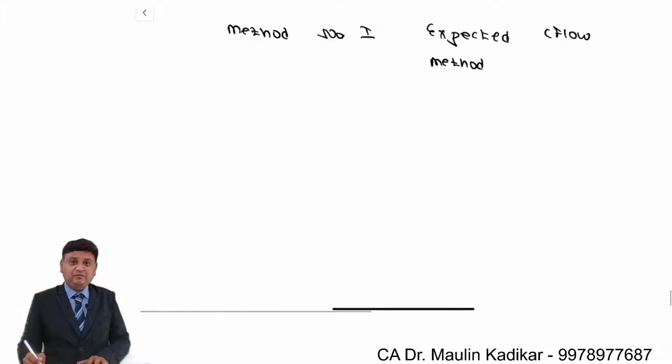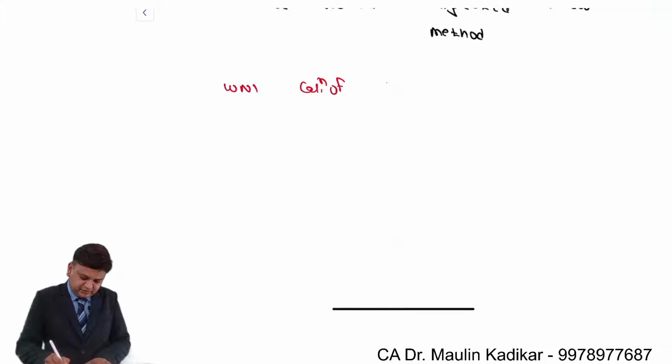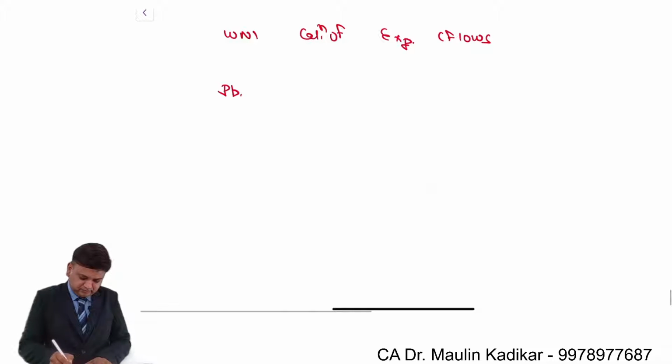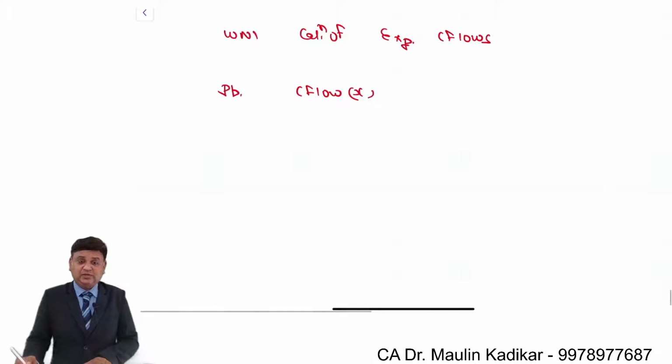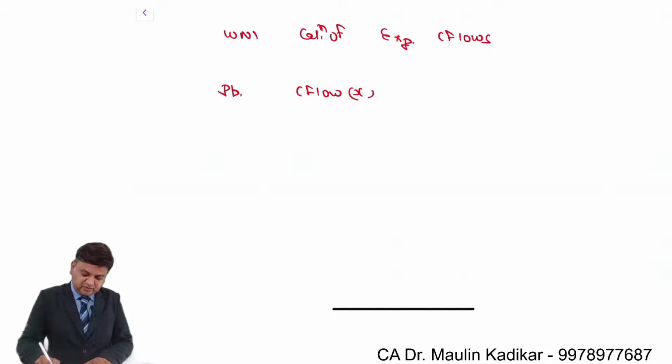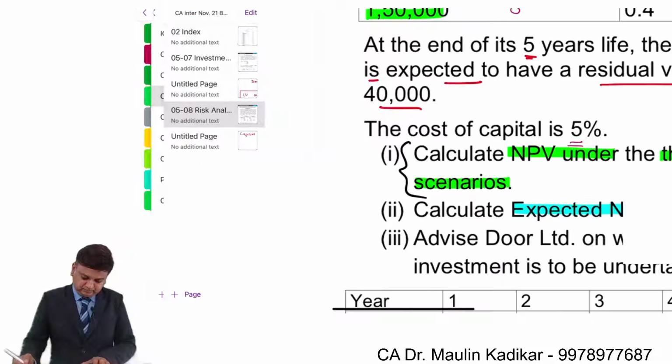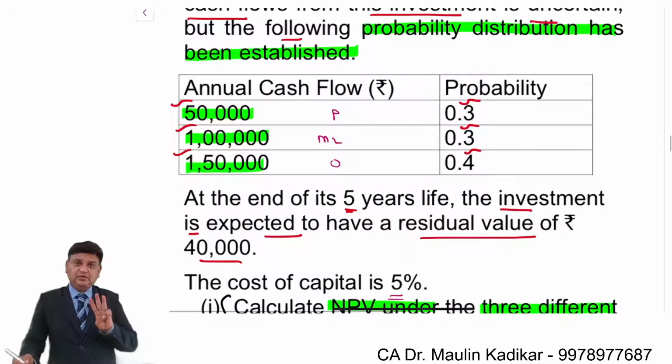So in that, what you will do, friends, working note number 1: calculation of expected cash flows. It is probability and cash flow. We'll assign x variable to it, probability into x. So we understand 3, 3 and 4.